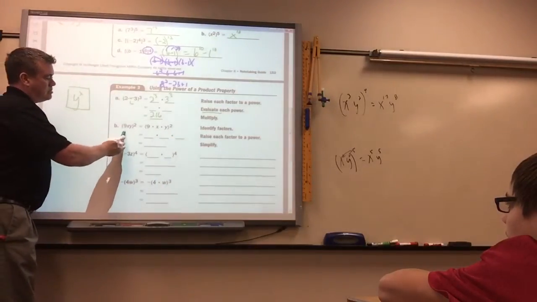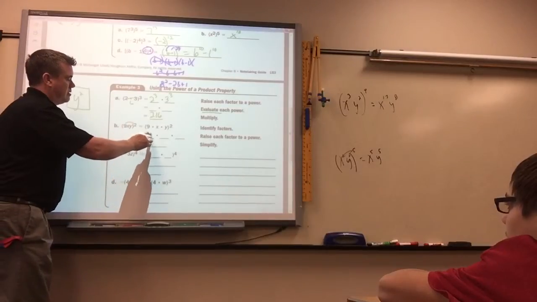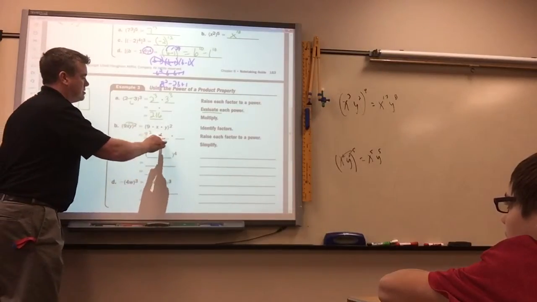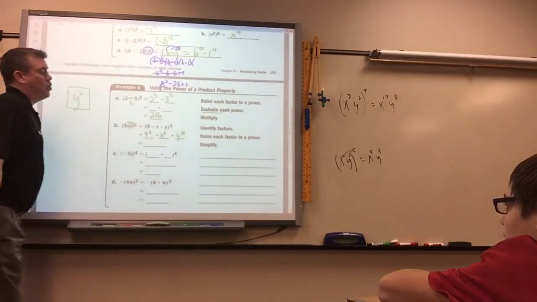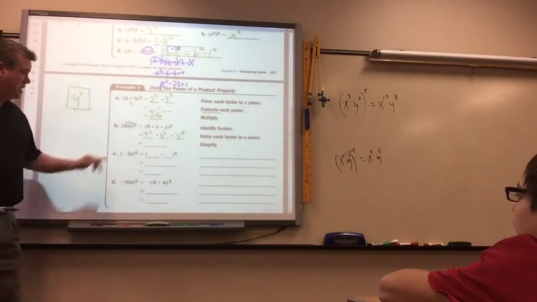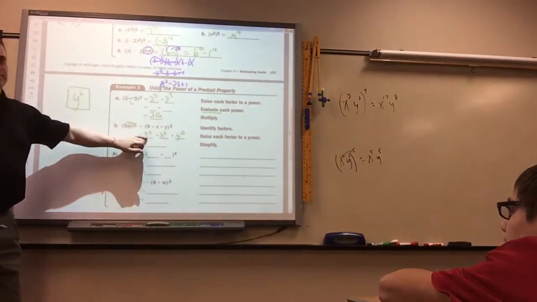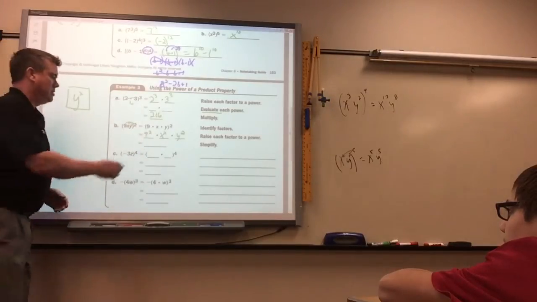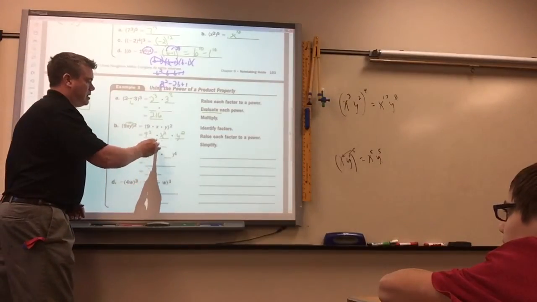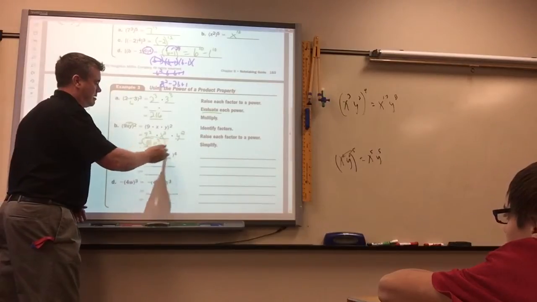So here, since all of this is squared, you got to square the 9, you got to square the x, and you got to square the y. So the only thing we can simplify in this is what? 9 squared. So that would just change to 81, and these we can't do anything more to because we don't know what they are, so you just leave it like that.